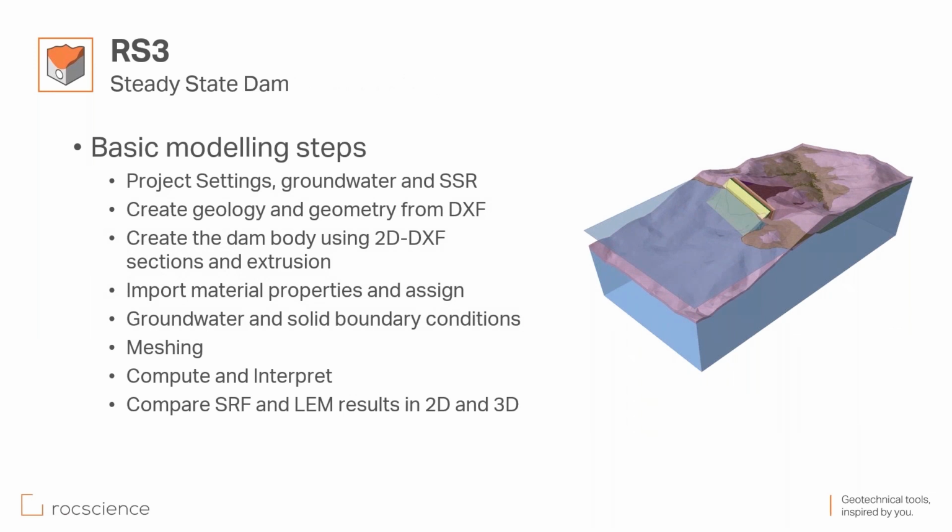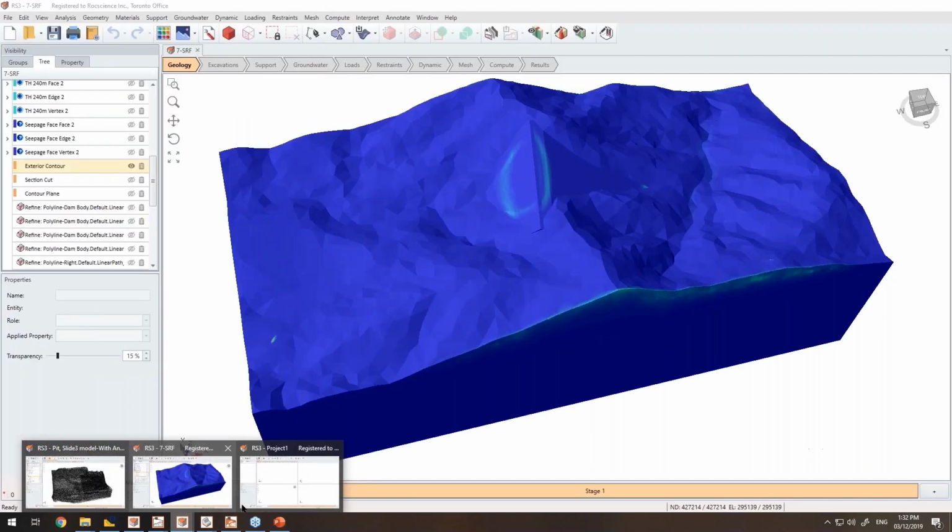Basically, for this model, we start with the project setting. We set up the project setting for this model, create the geometry. This is the actual 3D model. We import the DXF files to the model and create the volume. As you can see here, we have a dam, we have the ground surface, and we have a water table. We import the material from the models that we created before. We assign the boundary conditions, we mesh and compute, and then at the end we compare the results with the limit equilibrium method.